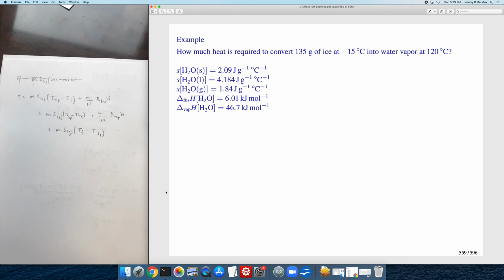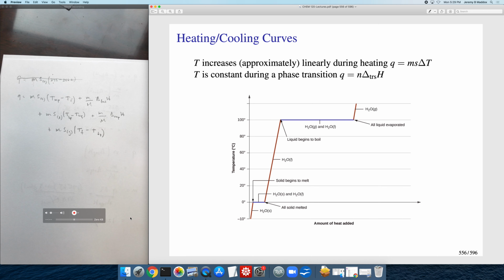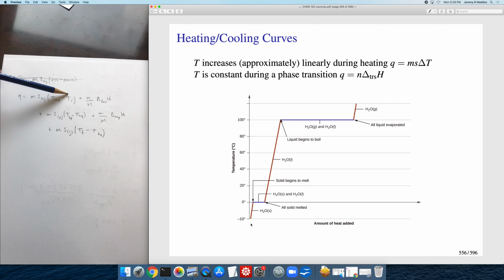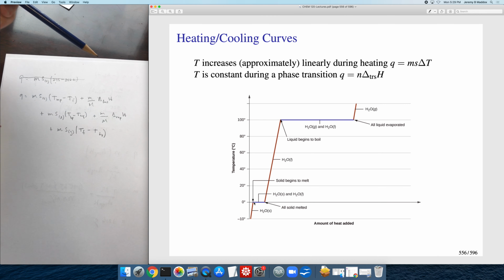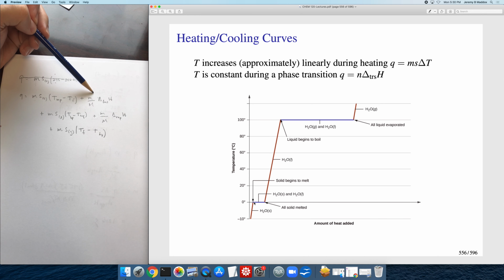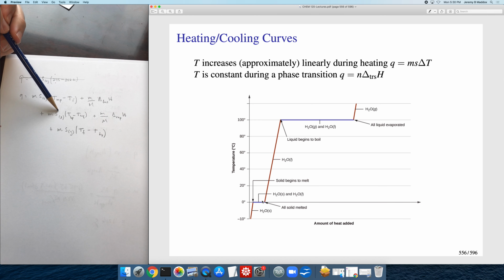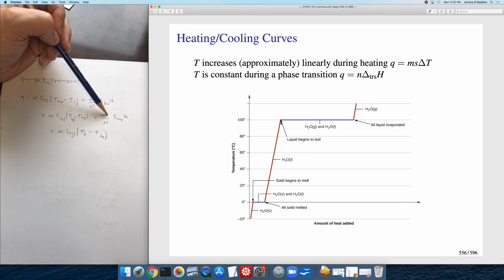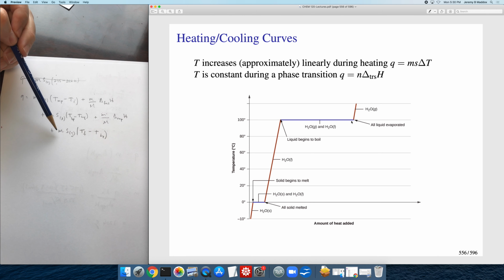Okay, I'm going to flip back to the graph just to illustrate what we're doing. So we're starting down here somewhere. That's our initial temperature. Then we're calculating the heat associated with heating up the ice up to the melting point. This term right here corresponds to the heat required to melt the solid. Then this next term corresponds to the heat required to heat the liquid up to its boiling point. Then we calculate the heat associated with boiling the liquid. And then here we have the term associated with heating up the steam.